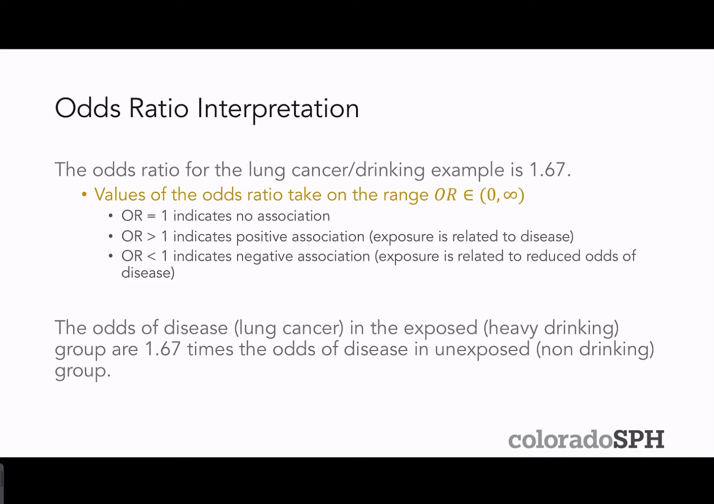The odds ratio for this example is 1.67. And odds ratios can also take on values in the range from 0 to infinity, where an odds ratio of 1 indicates no association, greater than 1 indicates positive association, and less than 1 indicates negative association. And the interpretation of the odds ratio in this example is that the odds of disease in the heavy drinking group are 1.67 times the odds of disease in the non-drinking group.